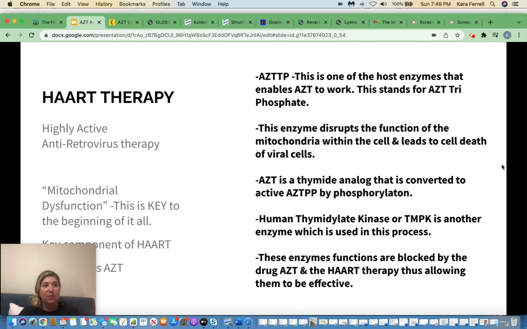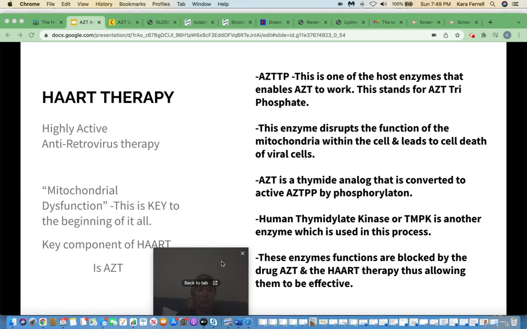So it's part of HAART therapy, which stands for highly active antiretroviral therapy. And what it does is it creates a mitochondrial dysfunction, and this mitochondrial dysfunction is key to the beginning of it all. So that's a key component of HAART. It was mentioned in our prompt that there's an enzyme, AZTTP, which is AZT triphosphate, and that's the host enzyme that enables AZT, the drug, to work. And that's what disrupts the function of the mitochondria and leads to viral cell death.